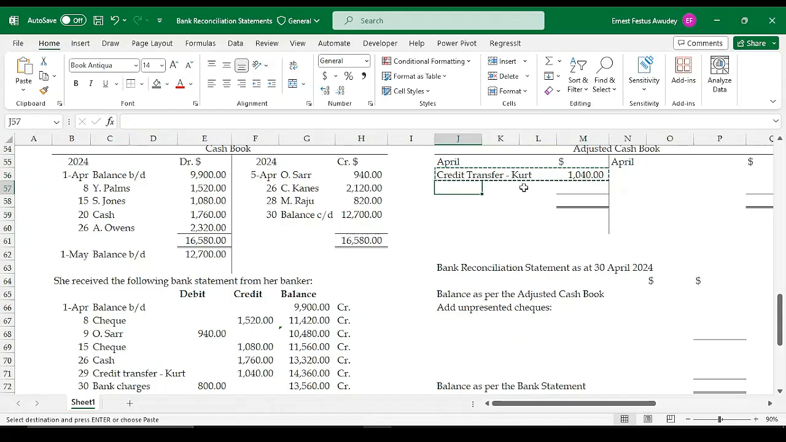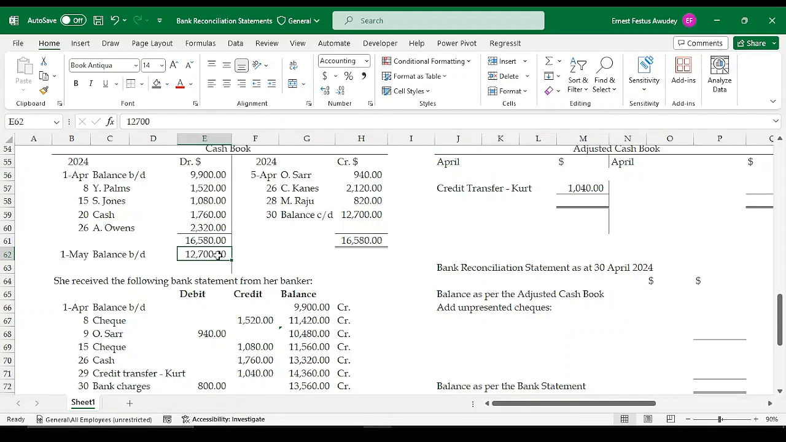This is not wrong, but we just jumped a step. So let me paste it at the second column rather there. What we do is that because we are saying that the cash book prepared is not including all the transactions that are appearing on the bank statements, the cash book balance brought down here is incorrect. Therefore, we need to restate this particular balance.